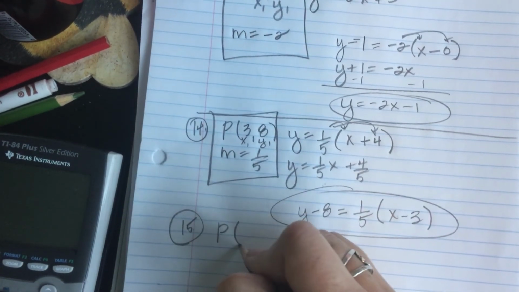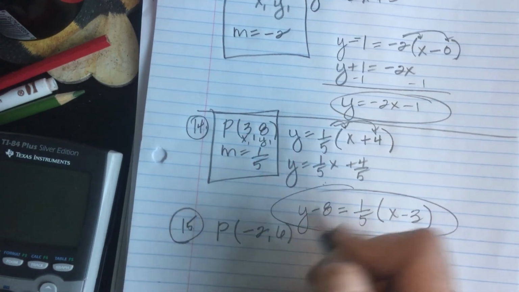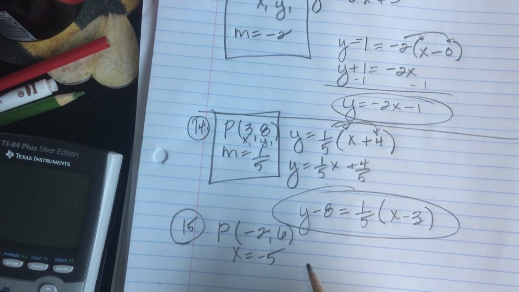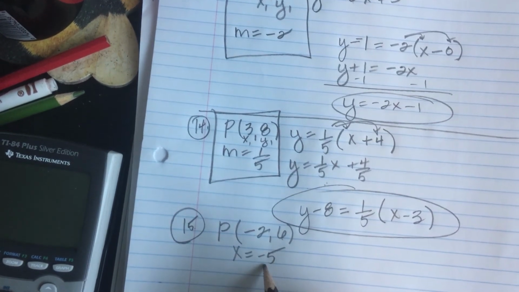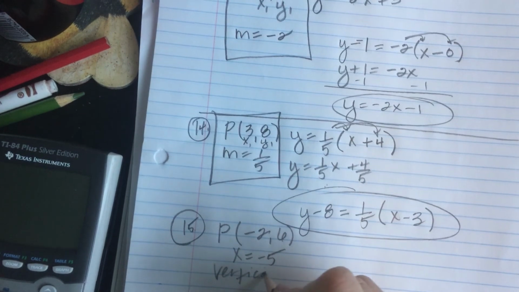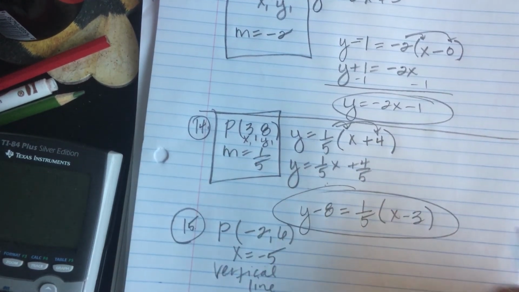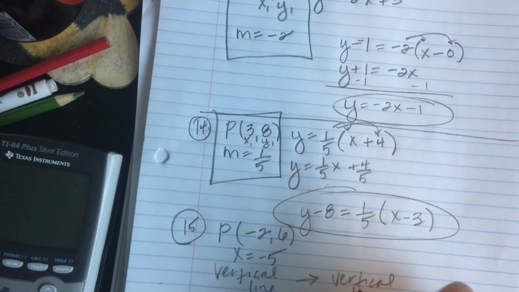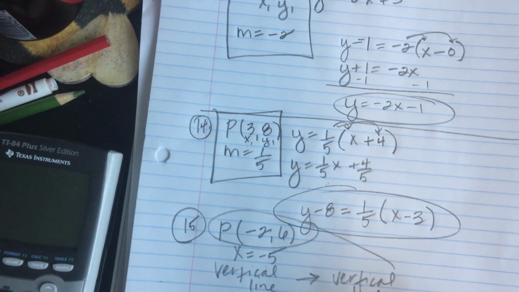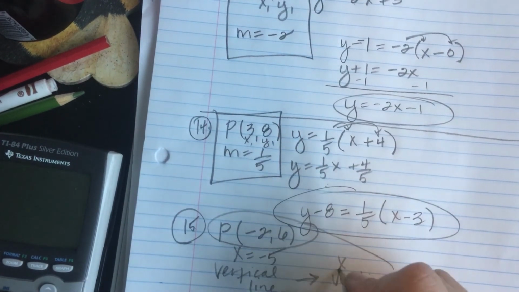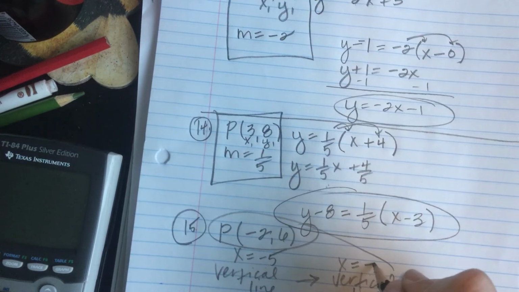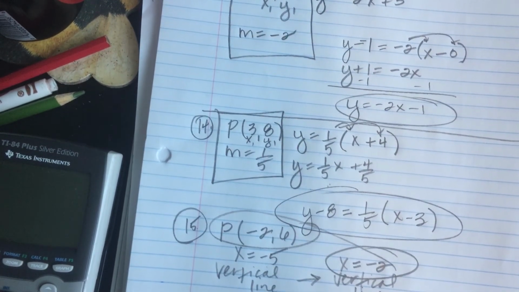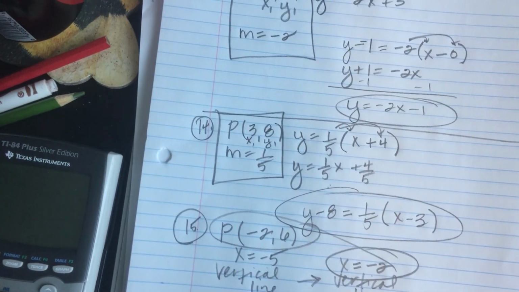15. The point it's got to go through is -2, 6. And it's got to be parallel to x equals -5. So what kind of equation does it have to be if it's going to be parallel to x equals -5? This is a vertical line. It's got to be a vertical line that goes through this point. What's my x equal to for that point? That's your equation. Vertical lines are x equals. So if it has to be parallel to, it's just whatever the x is equal to.